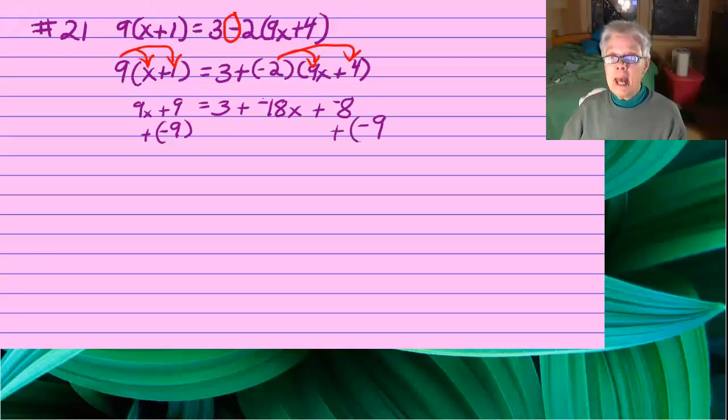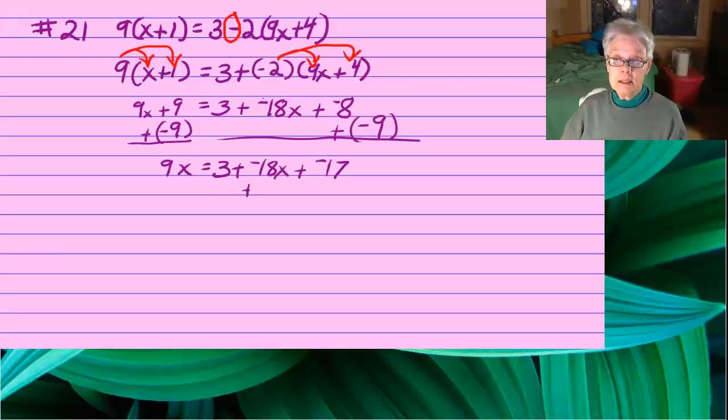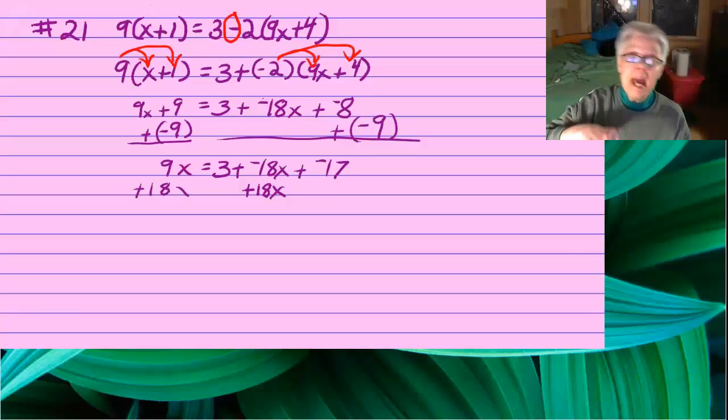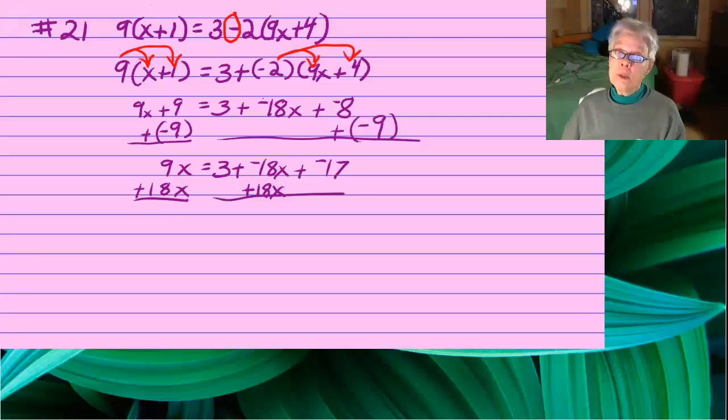Now, notice that I add the opposite on both sides. I add the opposite of positive 9, which is negative 9, to both sides. That will leave me with 9x equals 3 plus negative 18x plus negative 17. I'll add 18x to both sides in order to zero out the negative 18x on the right. That will give me 27x on the left, and 3 plus negative 17 is negative 14.